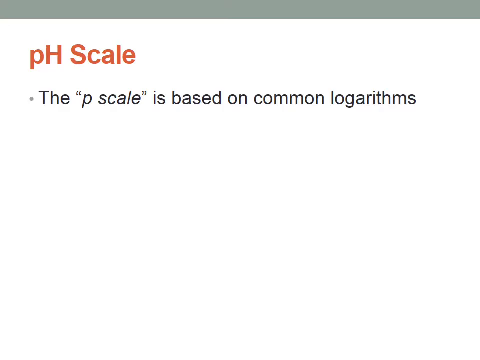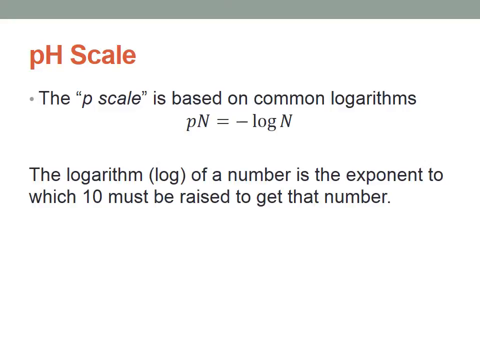So the pH scale. The p scale is based on common logarithms, or as some people say, common logs, where if you want to find the p of some number n, you do the minus log of that number. So what is a logarithm? If we're using base 10, then the log of the number is the exponent to which 10 must be raised to get that number.